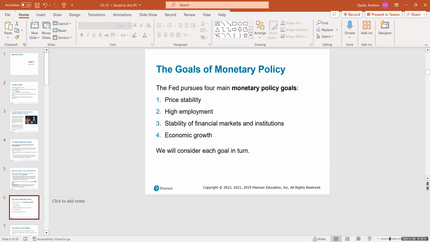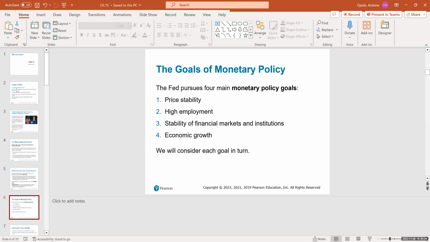For example, as we discussed in chapter 14, when the Fed decides to buy bonds or sell bonds, or to lower the discount rate, which is the interest rate they charge private banks for overnight lending, what are the intended goals? What are they trying to achieve?